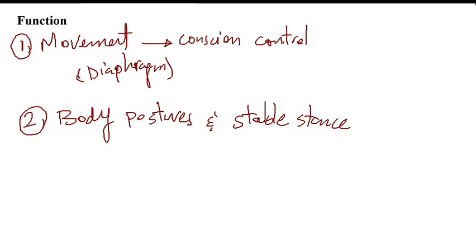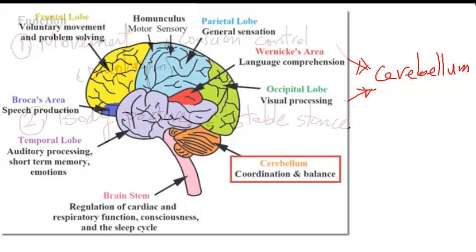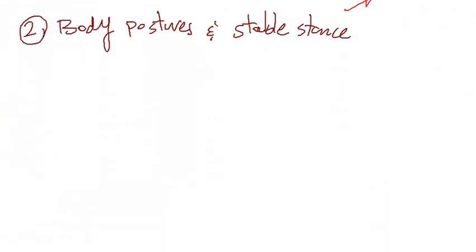Now let me ask you a question. What part of brain is required for coordination of movements as well as balance? So the coordination of muscle movements and balance are performed by cerebellum. Now moving on to other functions of skeletal muscles.